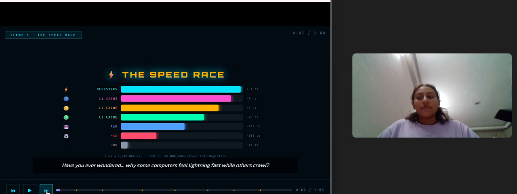Speed comparison. Now let's compare all memory types in terms of speed. Register is fastest, then cache is very fast, then RAM is moderate and storage is slowest. As we go down the hierarchy, speed decreases, size increases, and cost per unit decreases. This balance is very important for system performance.